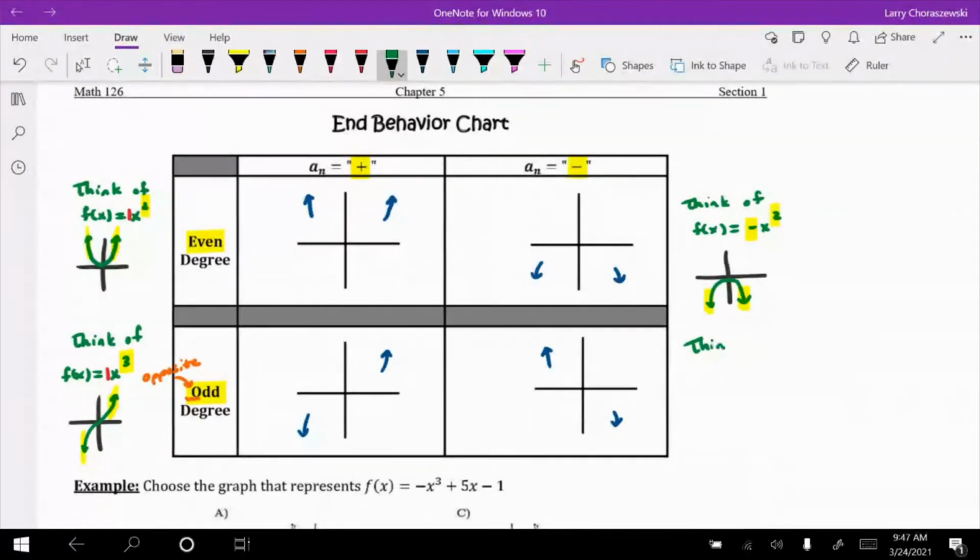And then last but not least, for the last end behavior, you can think of f of x equals negative x cubed, in which case that would be an x-axis reflection of the graph of x cubed. And this would be a situation where an end points up in quadrant 2 and down in quadrant 4. And the reason for this end behavior is because of an odd degree and a negative leading coefficient.